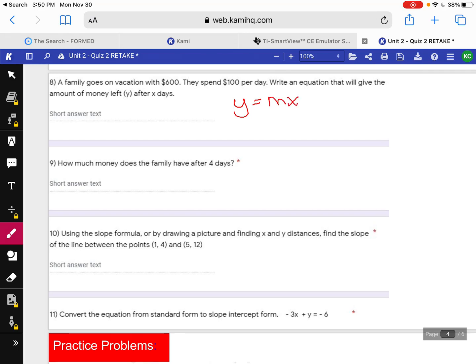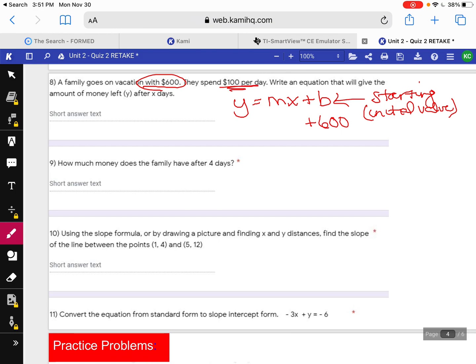Now y equals mx plus b. We also talked about in past lessons that b is the starting point, or the initial value. How much do we have to start? Well, they go on vacation with $600, so I know they have $600 to start. They spend $100 per day. So every day they are losing $100, which is their slope.